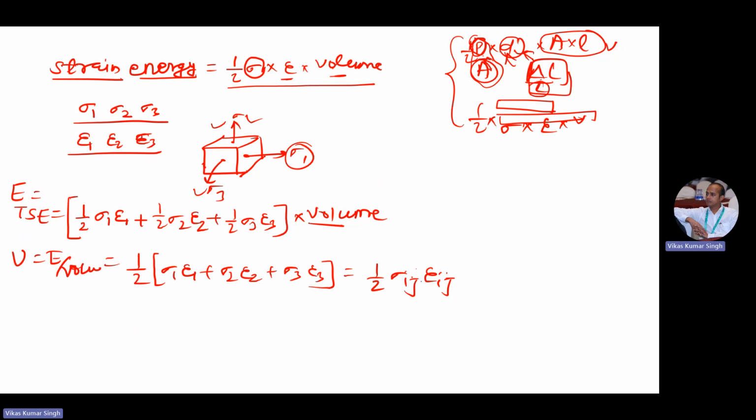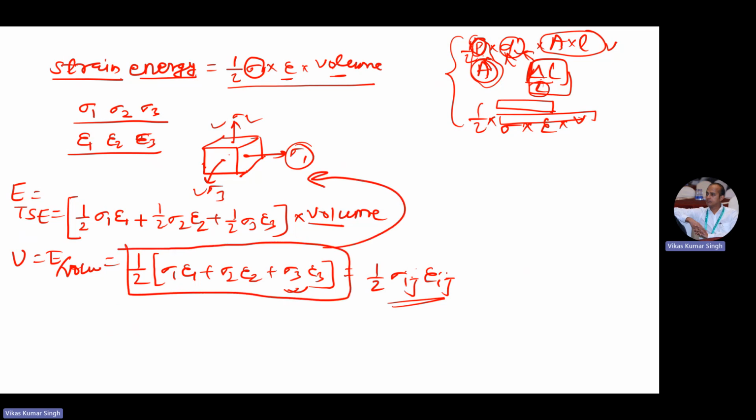At this level I am not expecting from you that you have a concept of tensor and all. So just go with this one. Now you have energy density. So this is the total amount of energy we are putting in the body. And now this body is deforming because of this energy. So what is that deformation?